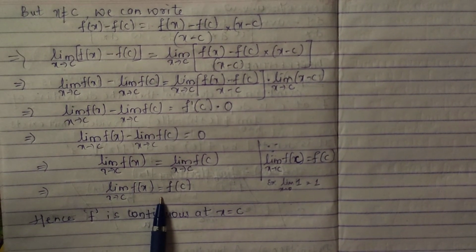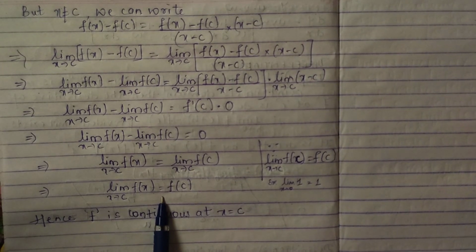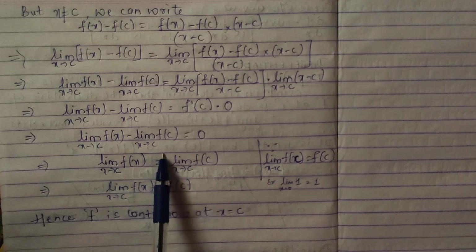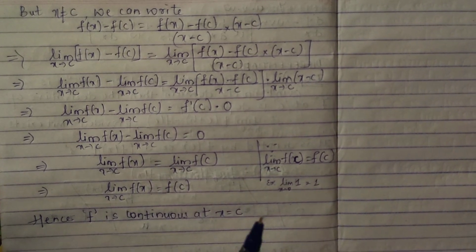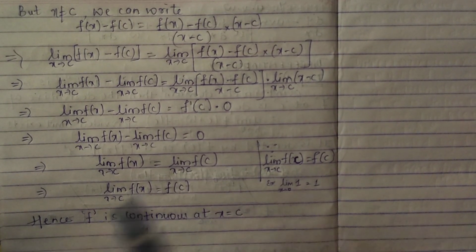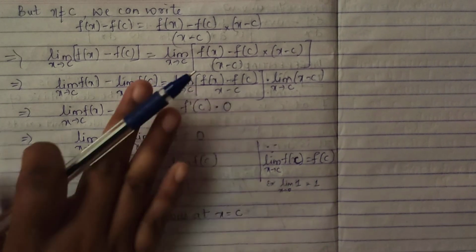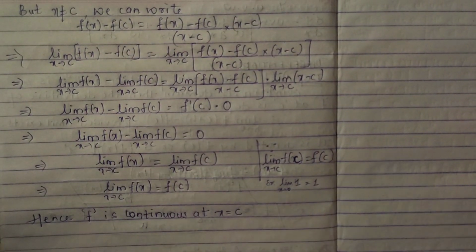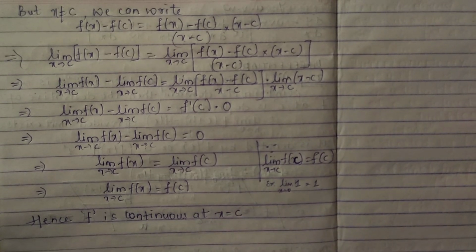But the reverse of this may or may not be true. Means what? Every continuous function may or may not be differentiable. That we can see, whether it is differentiable or not. From this theorem we know every differentiable function is continuous, but is every continuous function differentiable or not? We will see it.